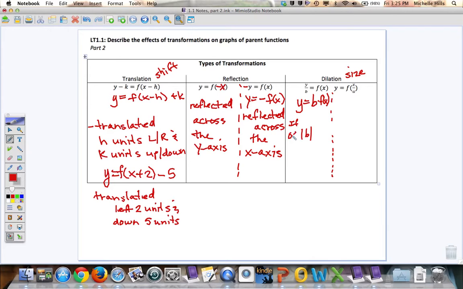If 0 is less than the absolute value of b, which is less than 1, it means this is a vertical shrink. Just like this was a sign change on y, this affects the y, the size of the y dilation. If the absolute value of b is greater than 1, this is a vertical stretch.